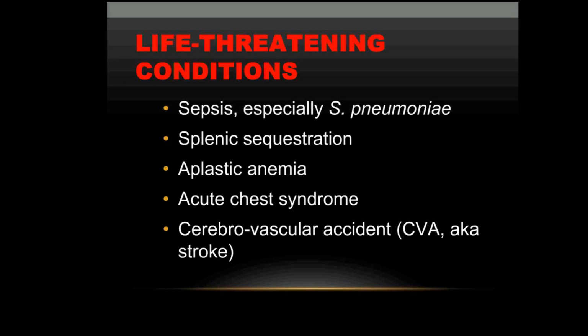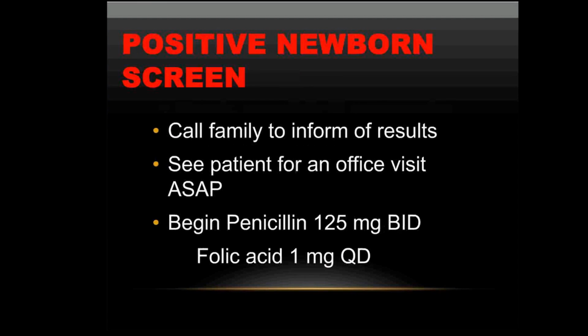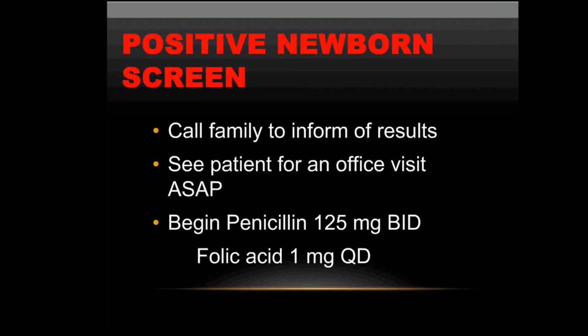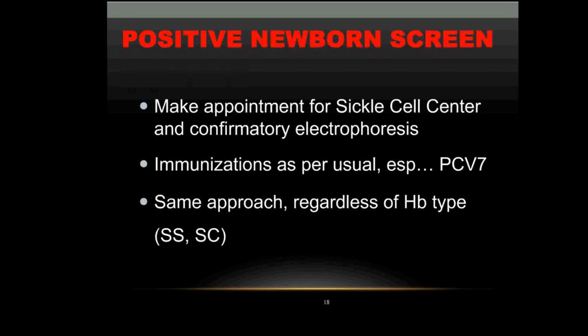Now, some of the life-threatening conditions that can affect people with sickle cell disease are sepsis, especially S. pneumoniae, and splenic sequestration, aplastic anemia, acute chest syndrome, and CVA. Now, if you have a positive newborn screen, given that these are the kind of life-threatening issues that can happen, you really need to make sure the family is immediately informed of the results. You need to see the patient for an office visit as soon as possible, and you need to start prophylactic management with penicillin and folic acid.